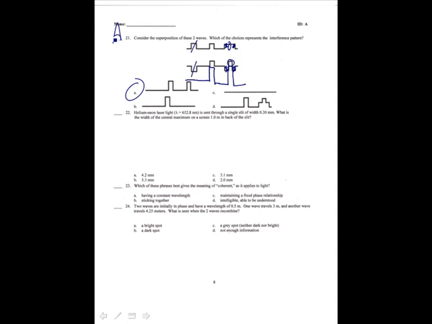Helium neon laser light is sent through a single slit of 0.3 millimeters. What is the width of the central maximum on a screen 1 meter in the back of the slit? So remember, I'm drawing my picture over here. Here's my single slit. This is m equal 1 on either side. This is my angle theta 1. I want to know what is this distance. So I first want to figure out what is the angle theta. a sine theta equals m lambda. Solve that for theta.